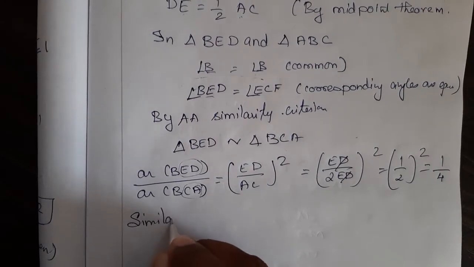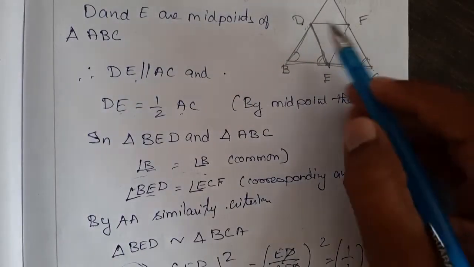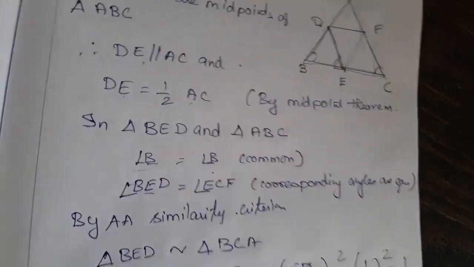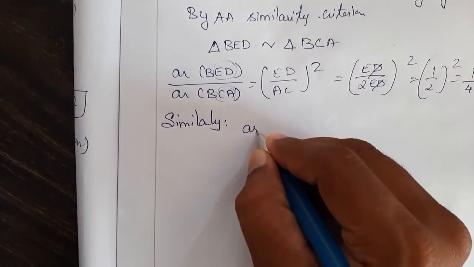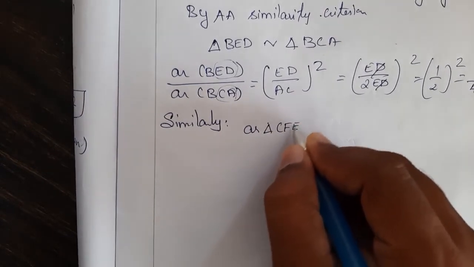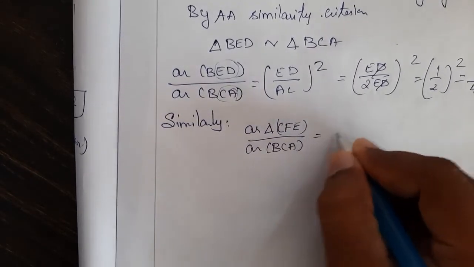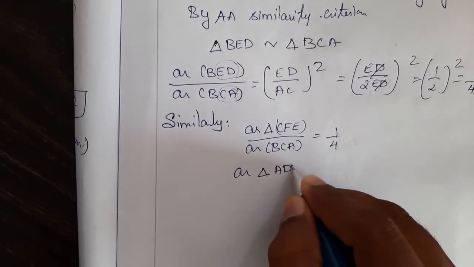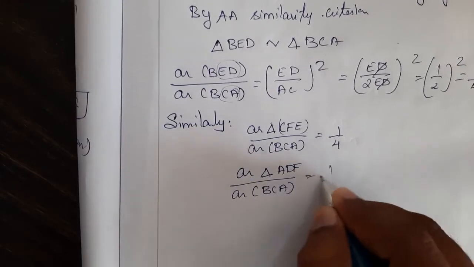Similarly, we can prove for this triangle EFC and ABC, and this small triangle ADF also. We will be getting 1 by 4, right? Similarly we can write, we need not prove that much. So area of triangle CFE by area of triangle BCA is equal to 1 by 4, right? Same, the area of triangle ADF by area of triangle BCA is equal to 1 by 4.